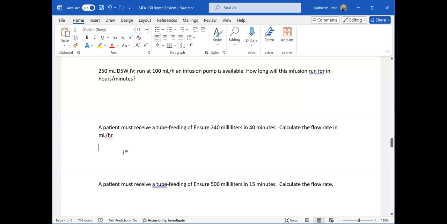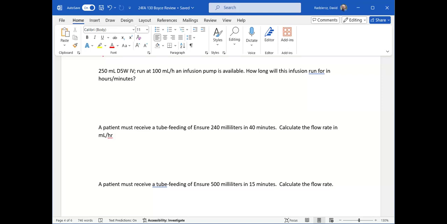So you might be thinking, 240 milliliters in 40 minutes seems like a minimal amount, which is true because 240 milliliters is really just a half cup of Ensure in 40 minutes. If you've ever drank a half cup of anything, you can down that in like 2 seconds. But there's a reason for this. You're trying to titrate it in, and also it's just a made up number.